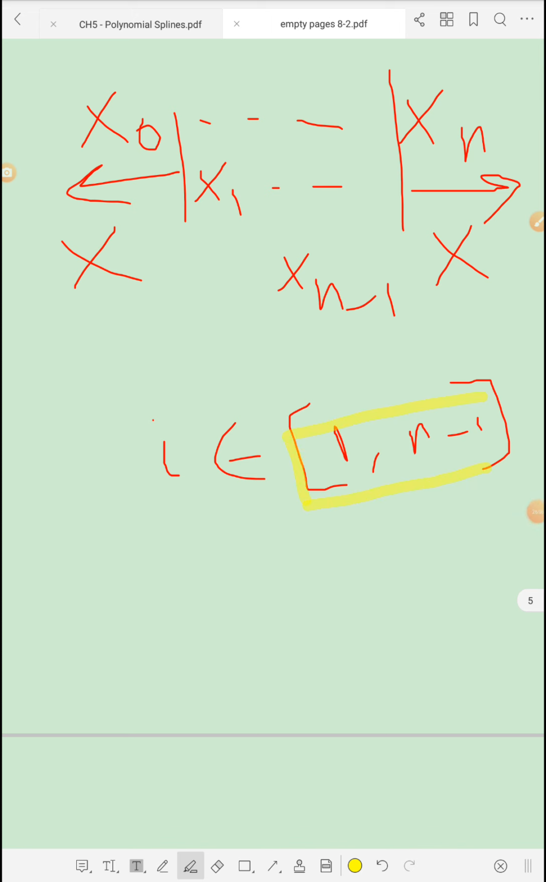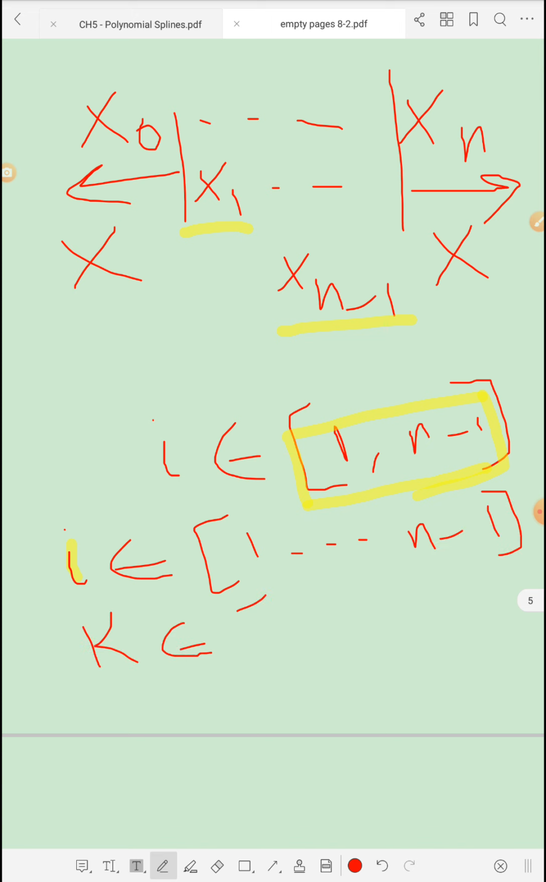and n minus 1. x naught does not have any polynomial to its left, and xn does not have any polynomial to its right. So what are the nodes that have polynomials to their left and to their right? They are from x1 till xn minus 1. So the i index is between 1 and n minus 1. So to summarize, i is within the range of 1 till n minus 1, and k, the derivative order, was within the range from the first derivative till the m minus 1 derivative.